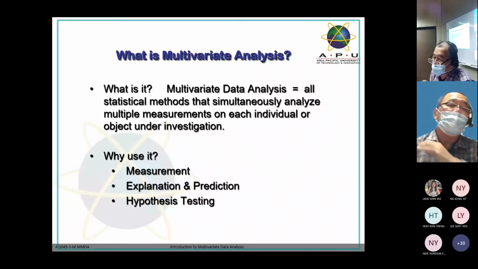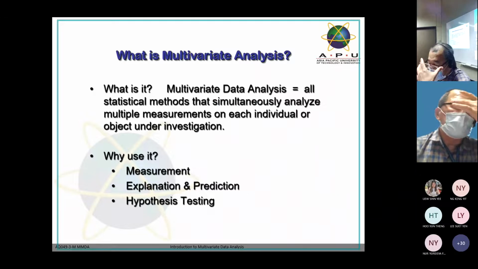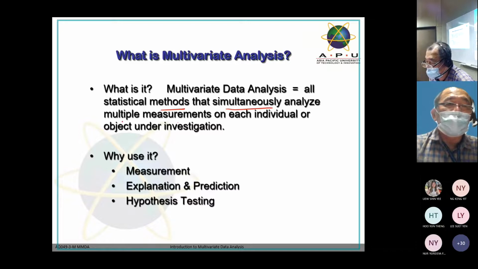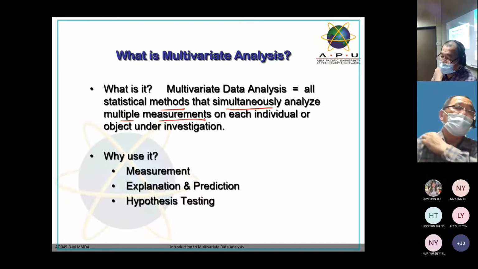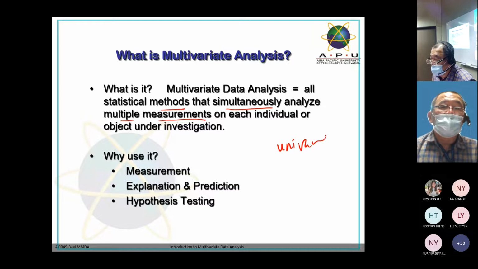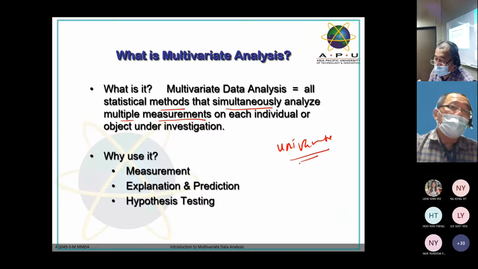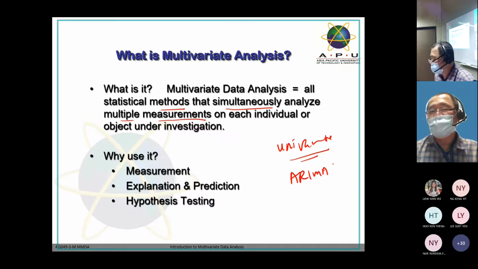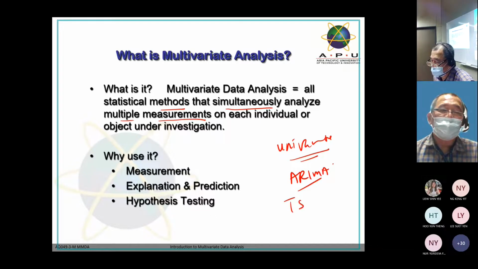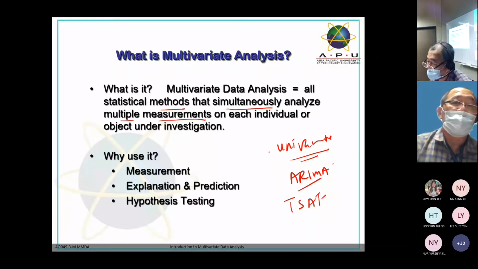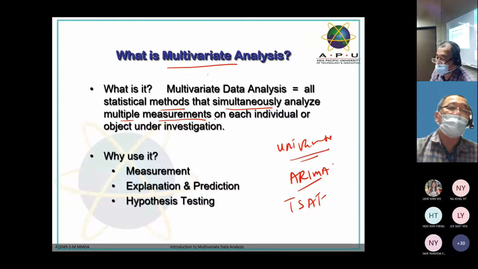What is multivariate data analysis? It's all statistical methods that simultaneously analyze multiple measurements. It means two and above, at least two variables. They're not univariate. Using univariate, we can also do data analysis. For example, you can do ARIMA, which you should learn in time series and forecasting. We can do univariate, but this module is more about multivariate, two variables and above.